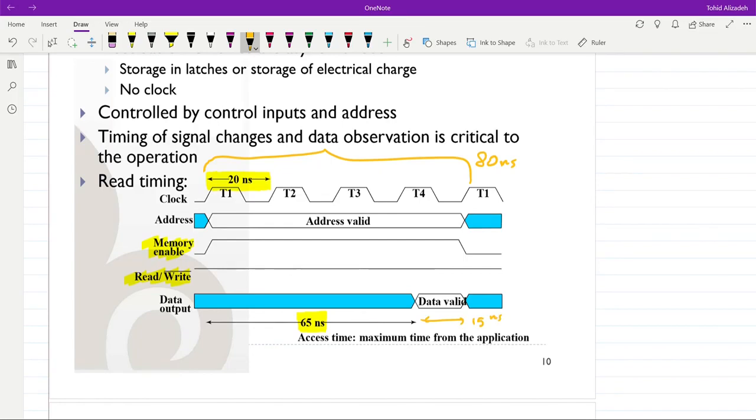The read memory operation starts with placing a valid address over here. So at the rising edge of the clock T1, on the address line we will have some valid address. This valid address is the address of the memory element from which we want to read the data.